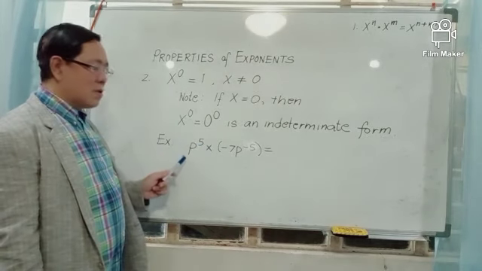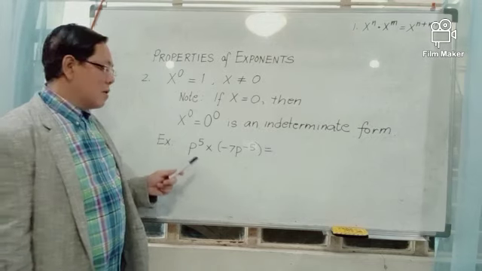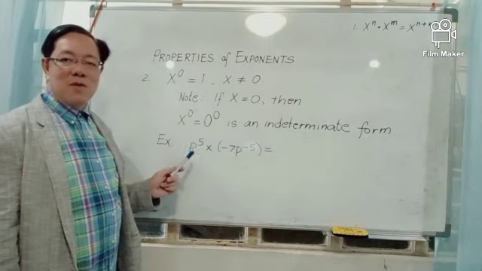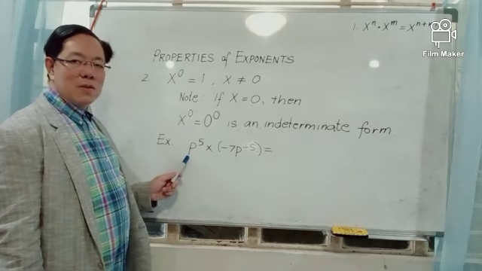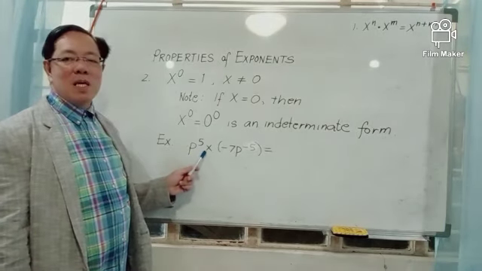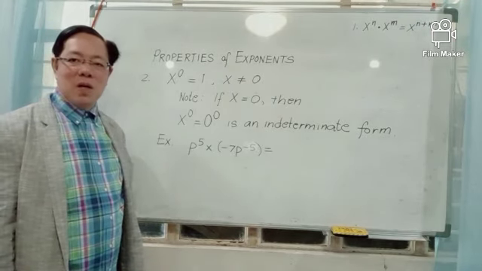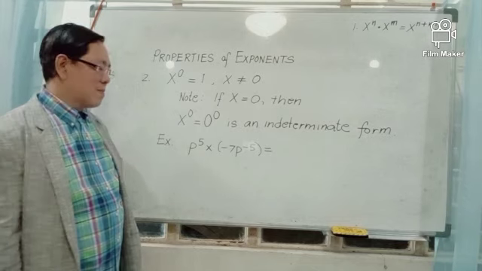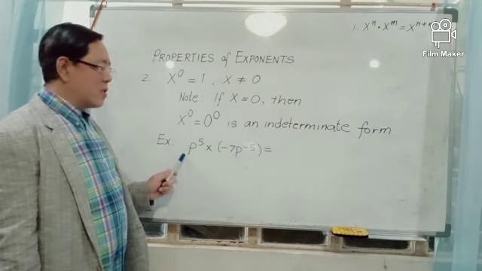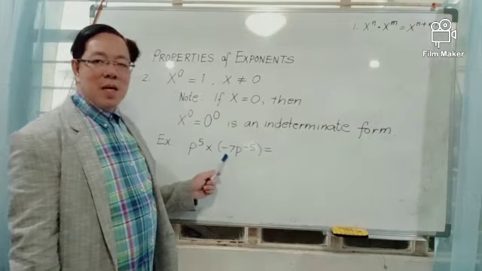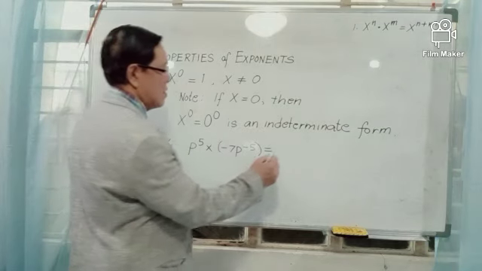And we said that if there is no number in the coefficient of a literal coefficient, it's understood that the numerical coefficient of that literal coefficient is 1. So here it's understood that the numerical coefficient of p raised to 5 is 1. If the numerical coefficient is 1, you no longer write 1. So if we have 1 here as the numerical coefficient of p raised to 5, multiplied by negative 7, 1 multiplied by negative 7 is negative 7.